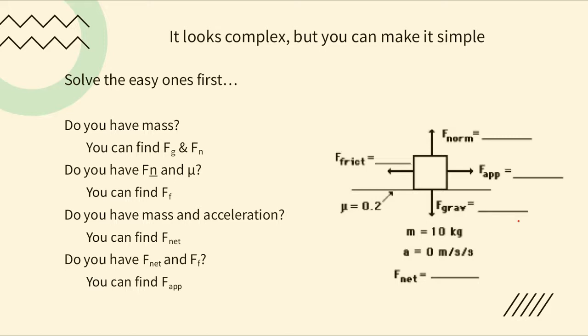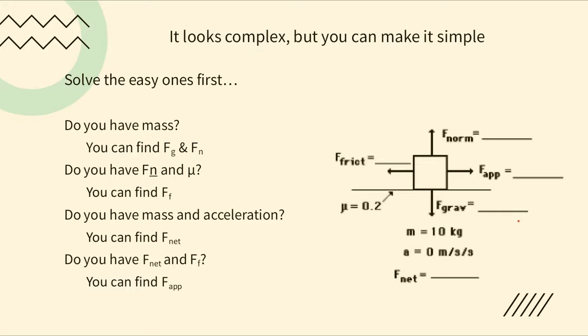So let's go ahead and look at this. Solve the easy ones first. The easiest one you can always do is, as long as you have the mass, you can find Fg and subsequently Fn. Once you have Fn and possibly the coefficient of friction, like you do in this problem, then you can solve for force friction. And if you happen to have both the mass and the acceleration, you could also find net force. And once you have net force and force of friction, then you can find the applied force. So while we just went from having 5 different blanks, we just took small little steps in order to solve for this problem.